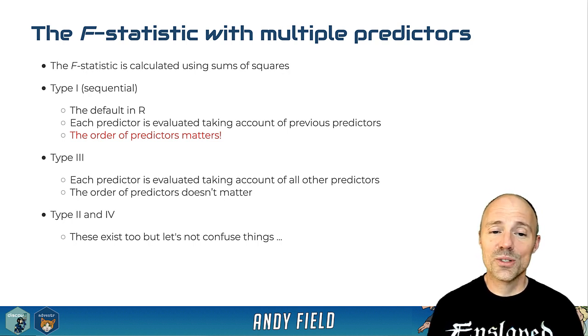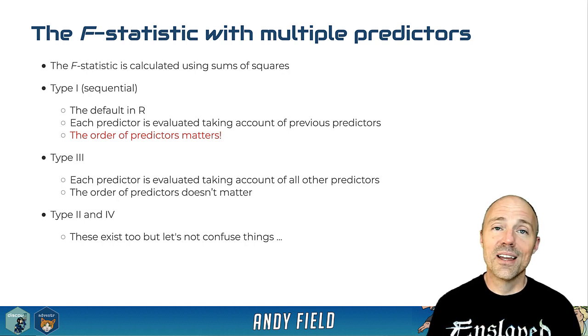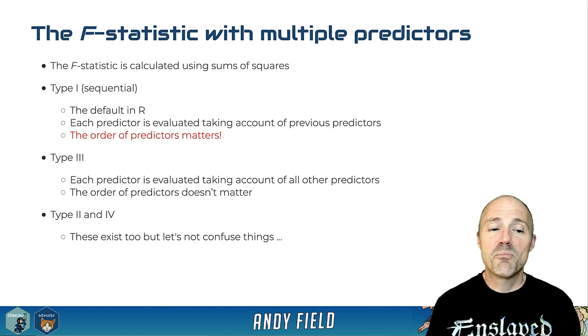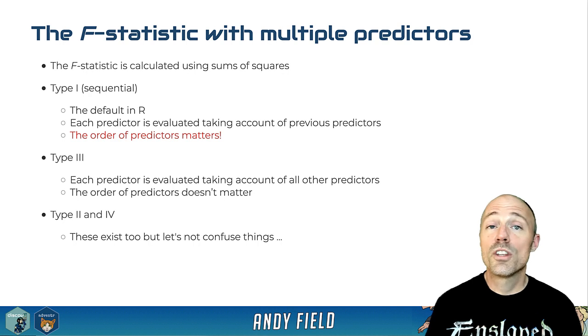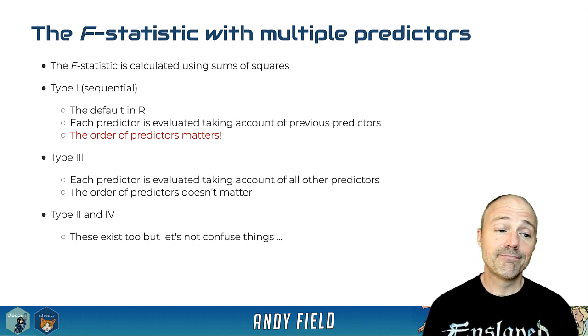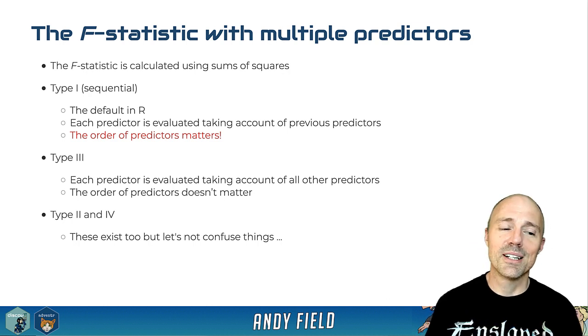So in this context, it's not only previous predictors that are taken account of, it's all predictors. So order doesn't matter. Predictors are evaluated taking into account anything else that's in the model, regardless of when it was entered. This has the benefit that the order that you enter predictors into the model doesn't make any difference. You'll get the same Fs.